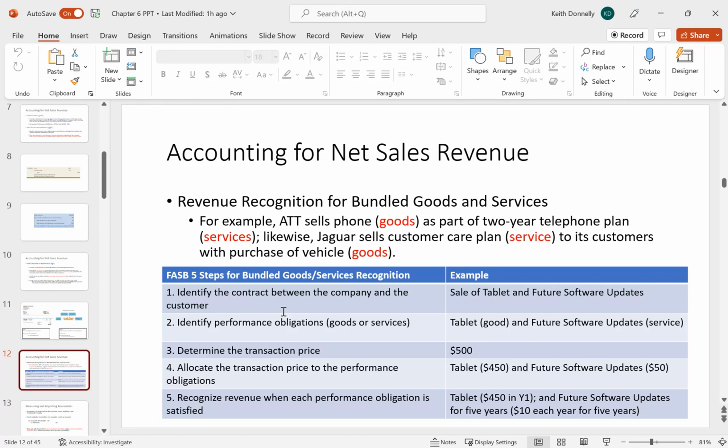All right, the next item here, we're going to talk a little bit about how we deal with revenue recognition when we have a mixed good and service. So for example, AT&T. Maybe they sell a phone as well as a phone plan. Or Jaguar, the car company. Maybe they sell a car that has a care plan and it's the good. So there's kind of like a 2-in-1 here. It's like the shampoo and conditioner in one bottle. We have the good and the service in one sale. A phone plus the telephone plan. A car plus a care package. How do we deal with revenue recognition in these cases?